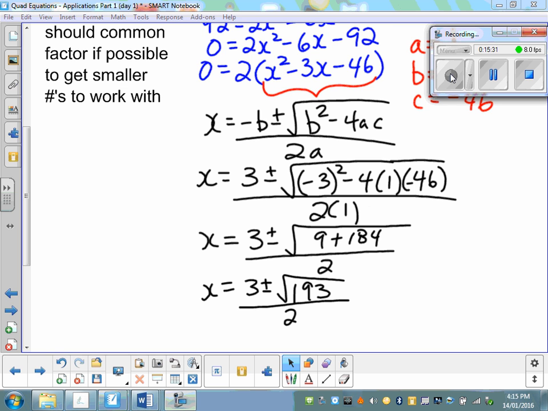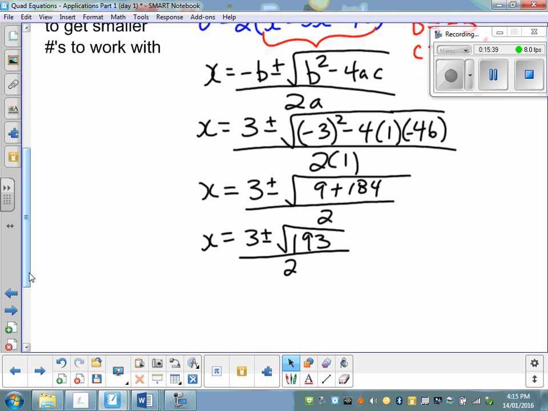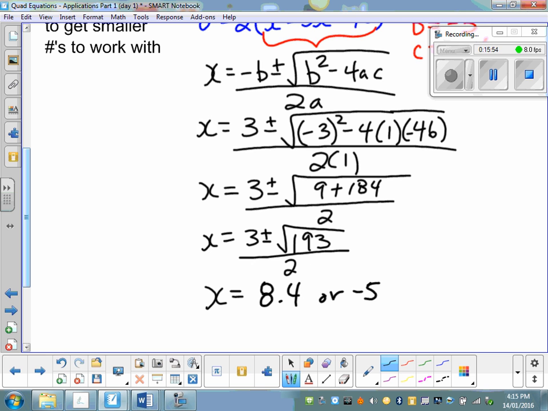All right, so I get to this point here, and I'm going to round my final answers to 1 decimal place here, just to make things easier to work with. So in my next step here, when I round to 1 decimal place, my 2 possible answers are 8.4 or negative 5.4. Now in this case, we're talking about the length of these lines. So negative 5.4 is inadmissible. It's not possible, so we're not going to use that. So that means 8.4 is our x value.